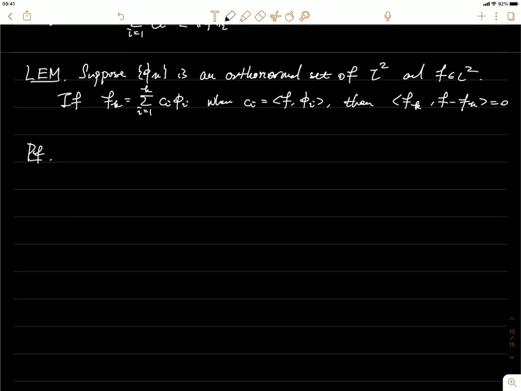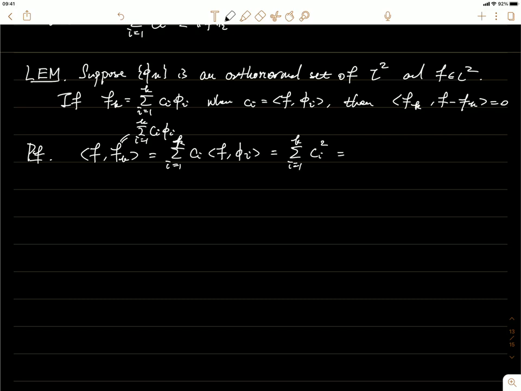The proof is straightforward again. We take the inner product of f and f_k. According to the choice of f_k, this is the sum of c_i phi_i, for i from 1 to k, so it's the sum of c_i times the inner product of f and phi_i. According to the definition of the c_i's, this is just the sum of c_i squared from 1 to k. This is equal to the squared norm of f_k, which is also the inner product of f_k with itself. Now we just take the difference of the two sides, and we get this one.